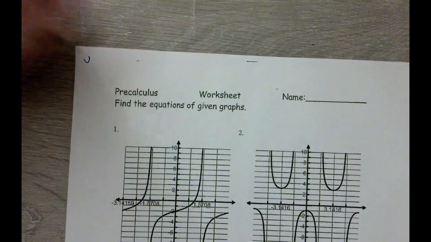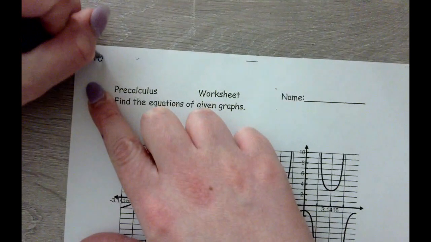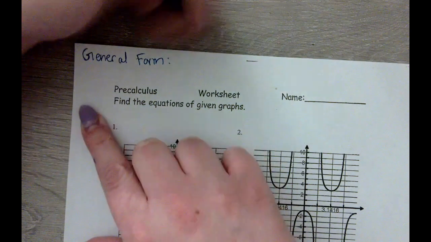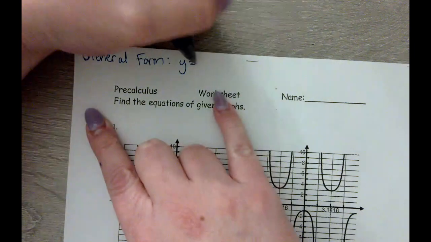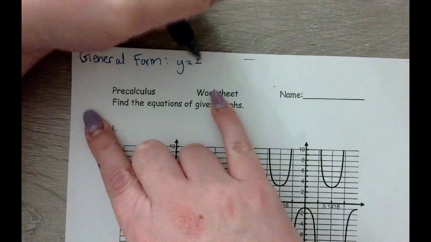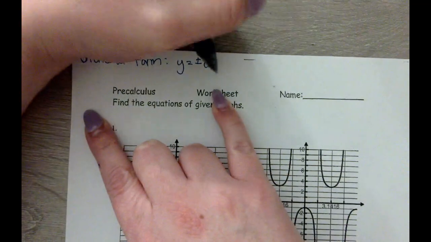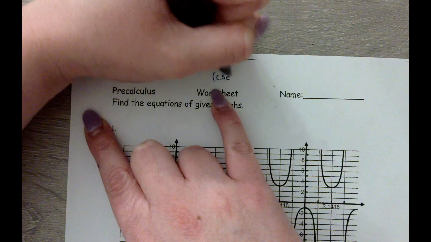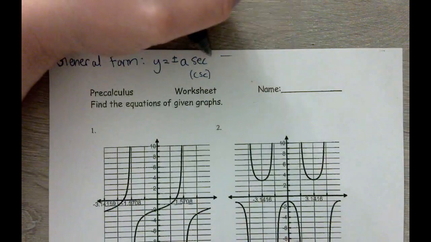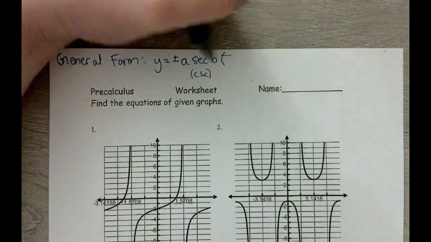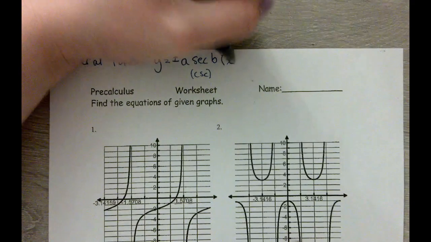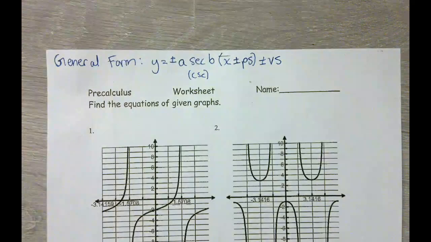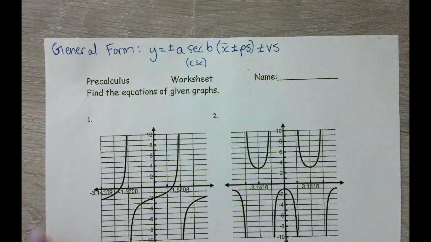Reminder, the general form of the equation that we're using for this is y equals plus or minus, in case you have a fraction, a, and then your trig functions. So for this video, it's either going to be secant or cosecant of b. B goes outside the parentheses strictly. X plus or minus the phase shift plus or minus the vertical shift. Hopefully you already have that written on your paper. If not, go ahead and write it down.